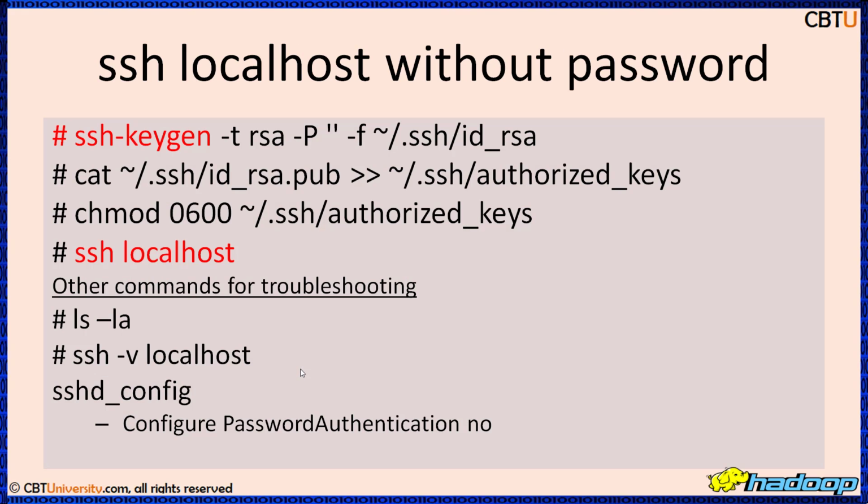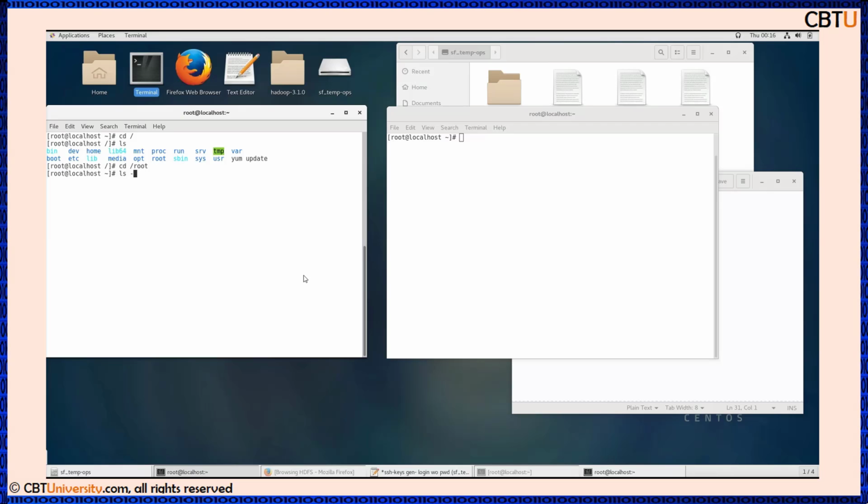We are going to configure SSH to log into localhost with authorized keys and without password. We are going to generate keys and we are going to copy id_rsa.pub to authorized keys and change the mode for that, and try ssh localhost. Let us take a demo.